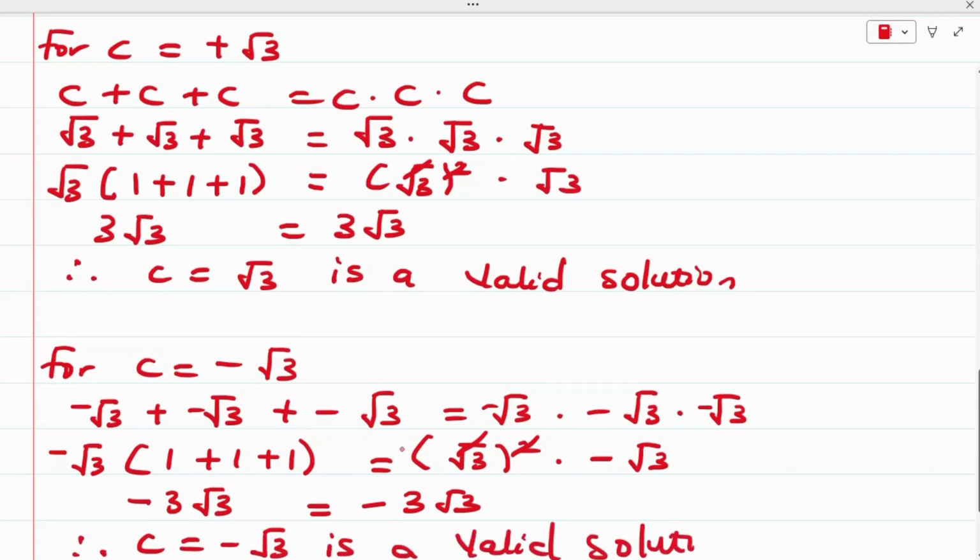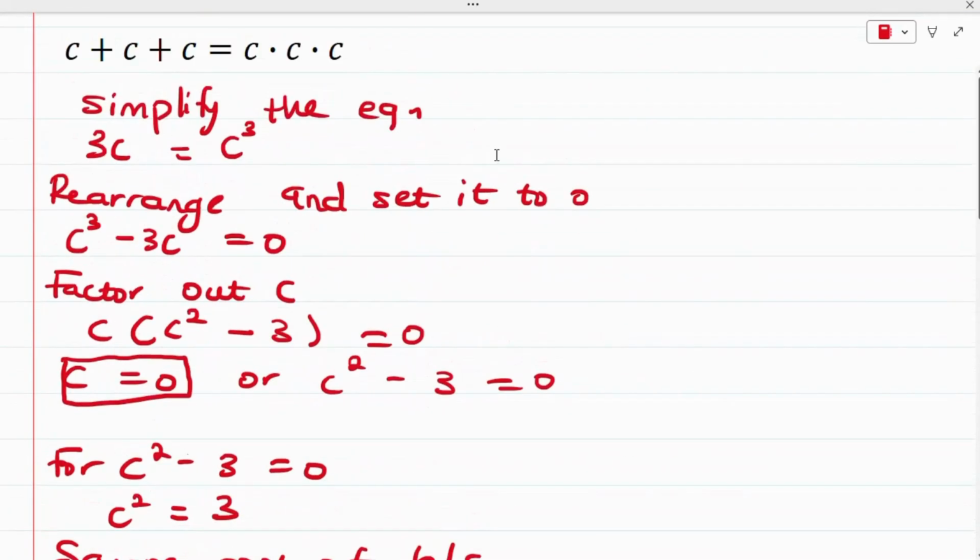So therefore we have been able to find the values for c. So the values of c, right here we have that c is equal to 0, root 3 and negative root 3, and this becomes the final answer.